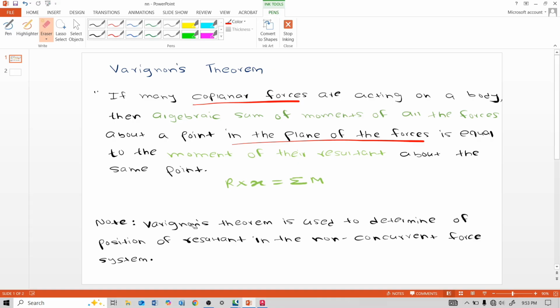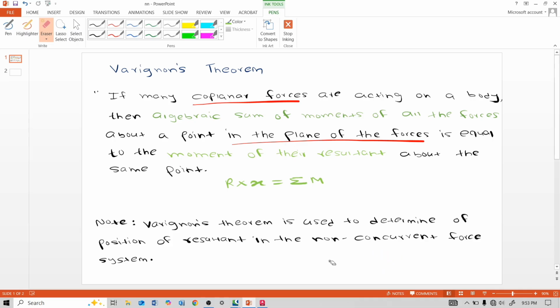Note that Varignon's theorem is used to determine the position of the resultant in a non-concurrent force system. So what is a non-concurrent force system? Non-concurrent means the forces do not pass through one point. They always pass through different points in a single plane. Concurrent forces always pass through one single point, but non-concurrent forces do not pass through a single point.